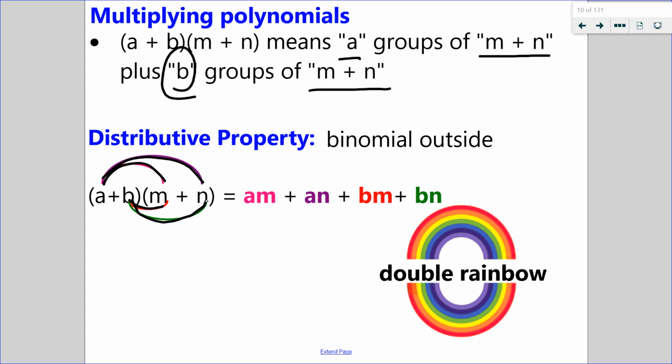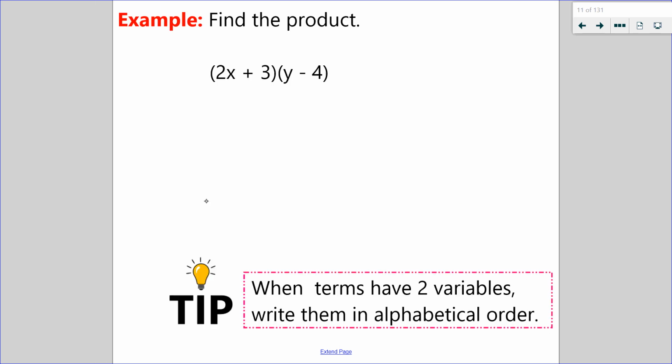Let's try. So here I'm going to do 2x plus 3 times y minus 4. So double rainbow. Do it one at a time. 2x times y is just 2xy. 2x times negative 4, pay attention to the signs, negative 8x. And then I distribute here. Here's my double rainbow part. So plus 3 times y, and 3 times negative 4 is negative 12.